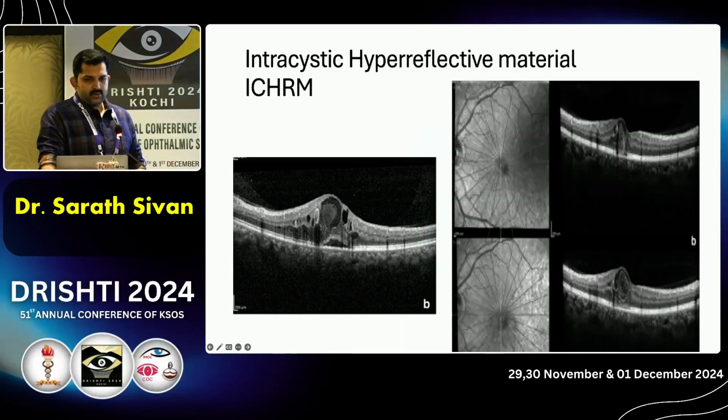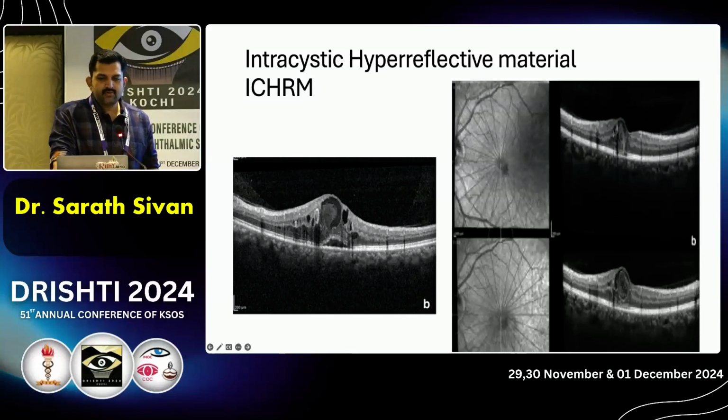Another OCT biomarker is intracystic hyperreflective material, or ICHRM. It's not only the fluid that gets accumulated in the extravascular space; along with the fluid, fibrin, macrophages, heme, protein, etc. will be transferred from the intravascular to the extravascular space. These get accumulated within the cyst. They appear as hyperreflective material located within the cyst. These are called intracystic hyperreflective material.